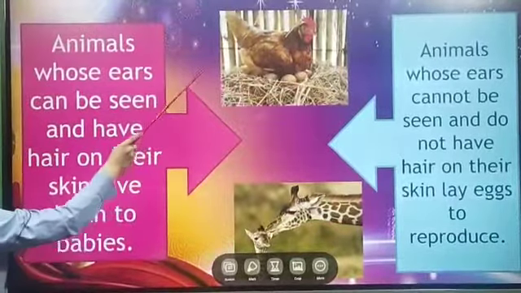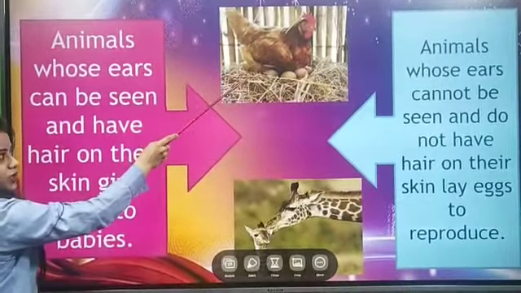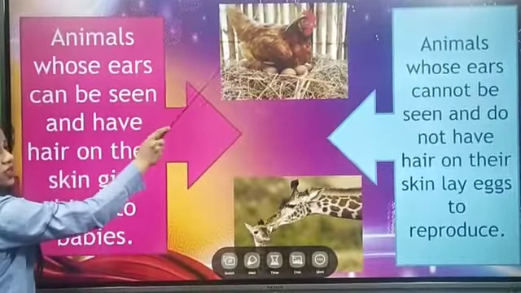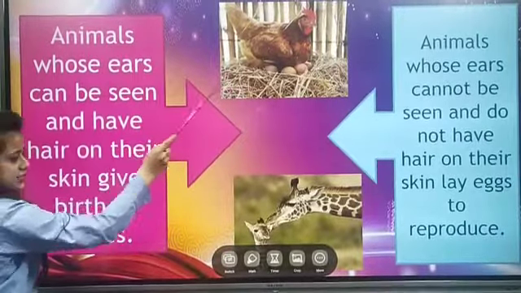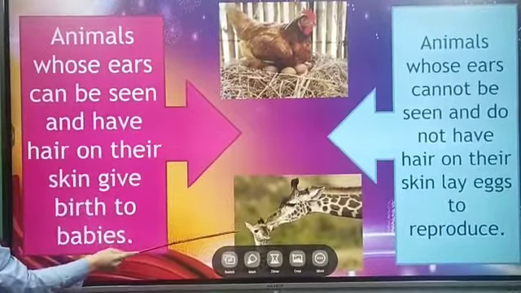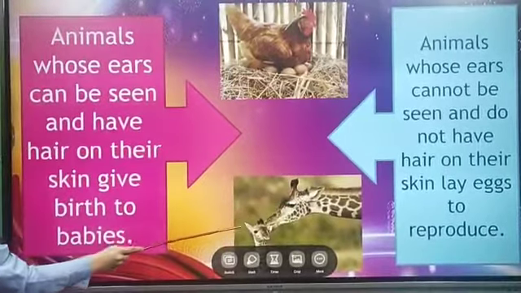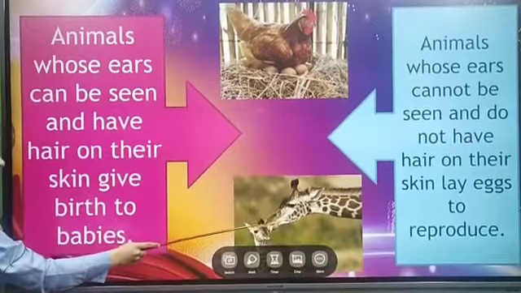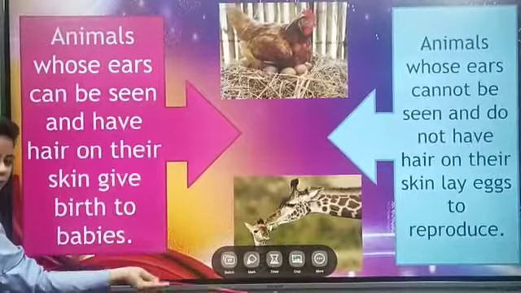For example, if you see a hen, a hen does not have hair on his body. They have feathers. Their ears we cannot see. So they reproduce by laying eggs. And when we see a giraffe, a giraffe has external ears. We can see hair on the body of the giraffe, and it reproduces by giving birth to babies.